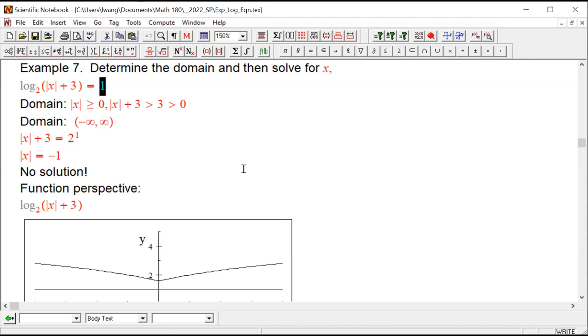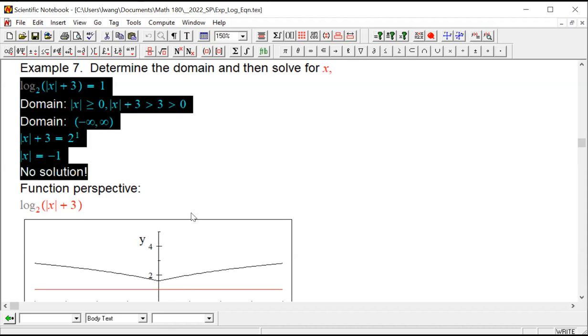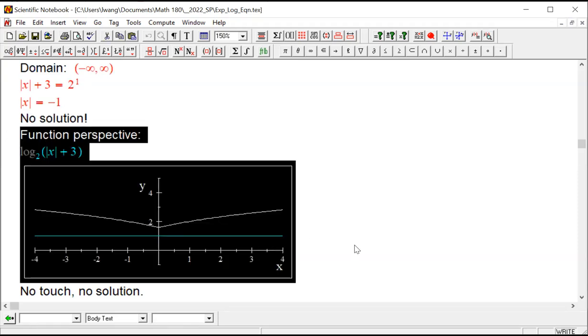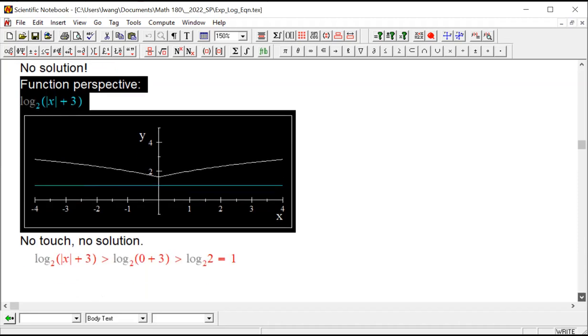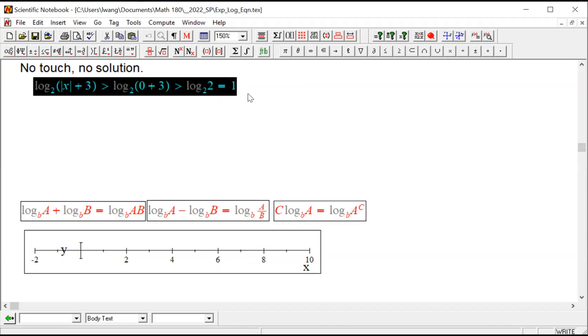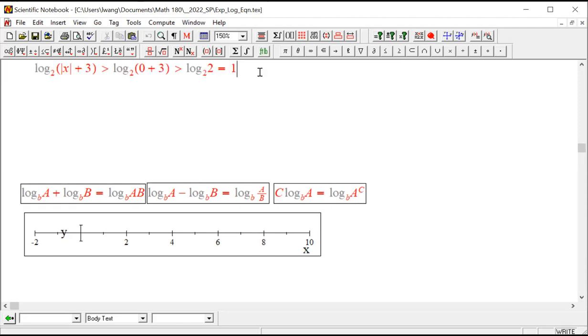Now it comes to how you present the solution. You can present your solution as I did here. That would be a good presentation. Or if you want to do the function perspective, provided you go through the trouble to graph or sketch. And the other thing is that you can use this one statement to say there's no solution.